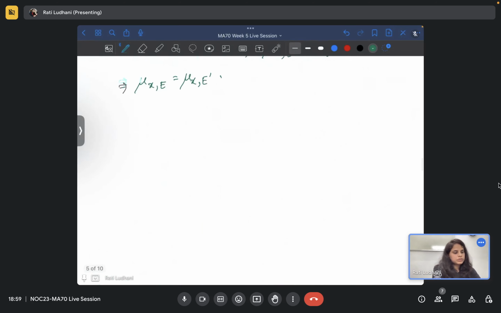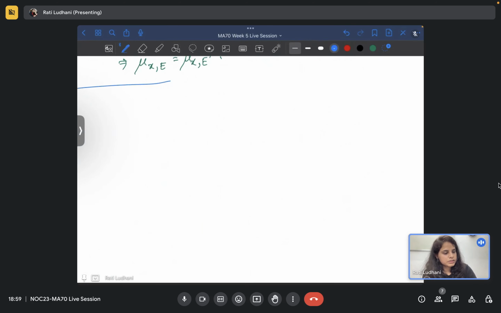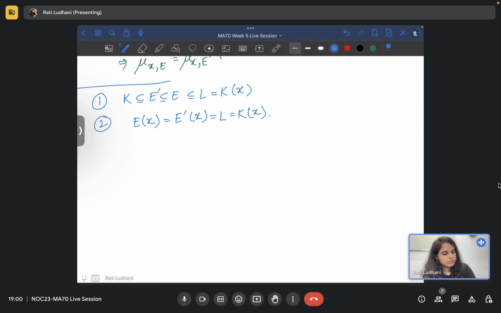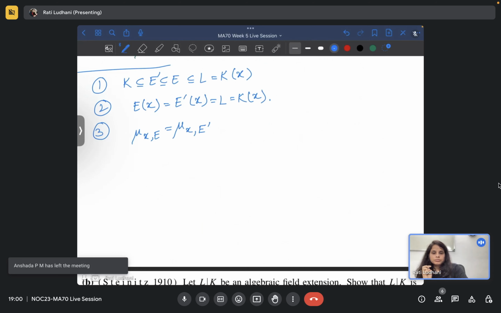So as I wrote, we have three things. First thing, K is contained in E' is contained in E is contained in L, which is equal to K(x). Second thing, oh right, sorry, thank you. So E(x) is equal to E'(x) is equal to L, which is equal to K(x) also. We have this. Third thing, you have mu(x, E), sorry, the minimal polynomial of x in E and in E', both are same. So you have these three conditions.